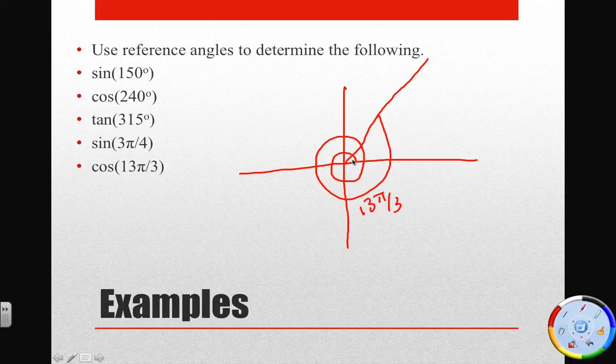Well, if you notice that we just went around 2 times and then went 1 more pi thirds, you could just keep subtracting 2 pi until you get to this angle, but this angle here is just pi thirds. Well, that's in quadrant 1, which means cosine of 13 pi thirds is actually equal to the cosine of pi thirds. And cosine of pi thirds is a half, because that's the same as a 60-degree angle.